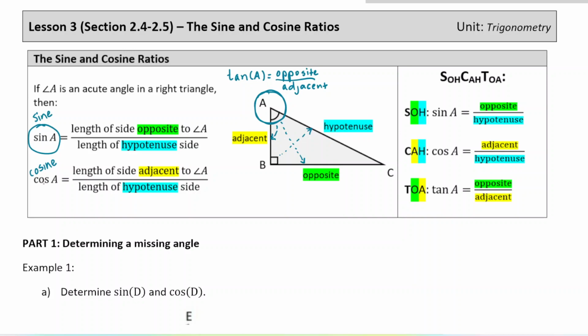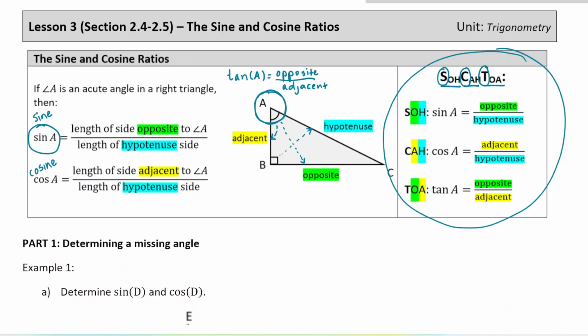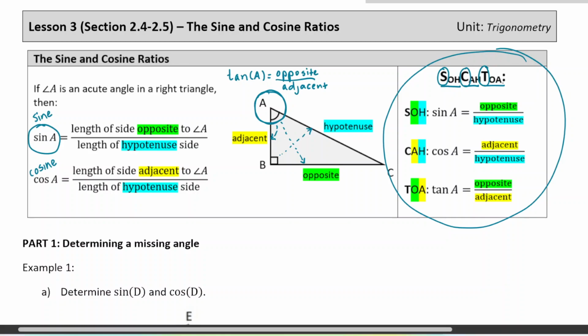That is a lot to remember. There are three of these ratios, but there's a handy little acronym that we use to remember the three different ratios here, and that's shown on the side. We use something called SOHCAHTOA. The S, the C, and the T in SOHCAHTOA stand for sine, cosine, and tangent. And then the OH, the AH, and the OA are the formulas.